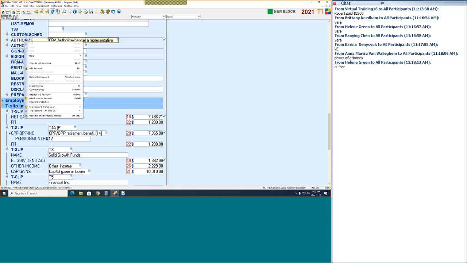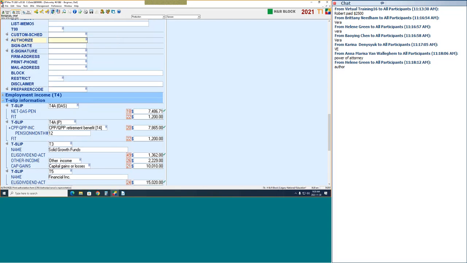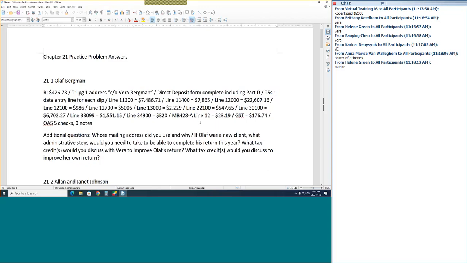All right, I'm going to take that out. And then I'm going to flip the switch a little bit and say, what if he wasn't a new client? What if Olaf was our longtime client who's always come to H&R Block, and he's authorized this in years past. He personally authorized this in years past, but now Vera is going to be signing things. Do we need to get a second authorization, or can we just continue on because Olaf gave us permission in the past?